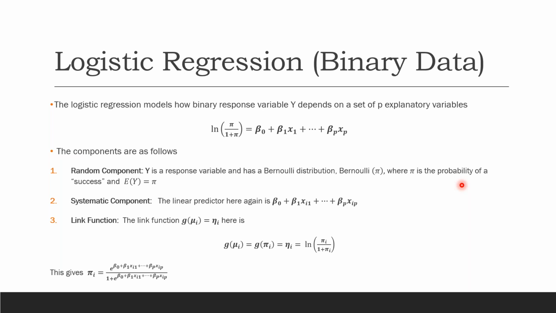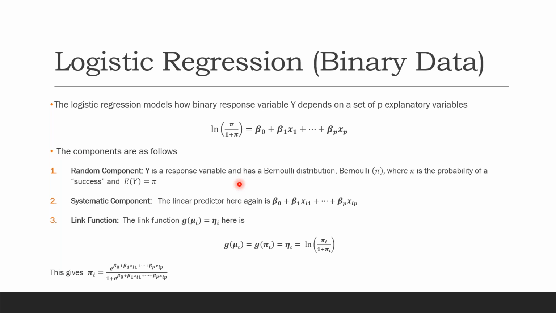So looking at the components, the first component, the random component, we assume that the variable y follows a Bernoulli distribution. The Bernoulli distribution is where the random variable can take two values, say 0 and 1. 1 would denote the probability of success, which is pi, and thus the expected value of y is pi. This expression over here. So in logistic regression, essentially what we're doing is we're modeling a probability.